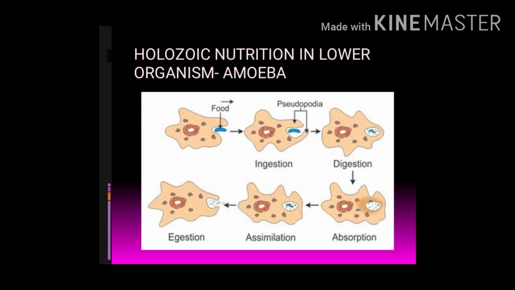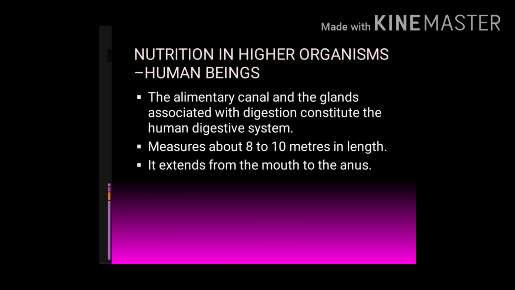Moving on to the multicellular organisms, we are going to learn about nutrition in human beings. The alimentary canal and the glands associated with digestion constitute the human digestive system. It measures about 8 to 10 meters in length. It extends from the mouth to the anus.